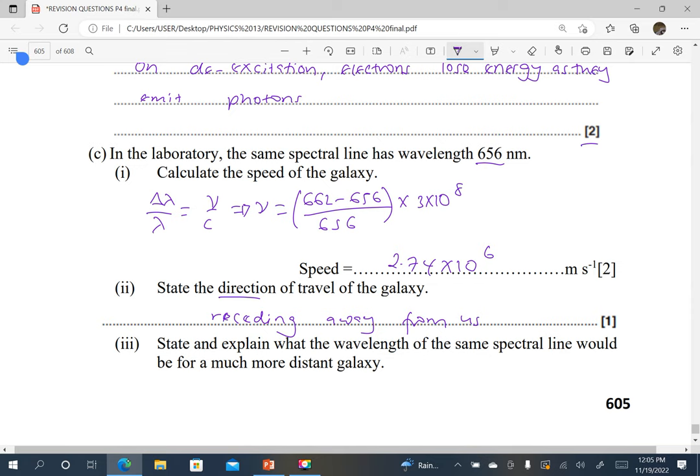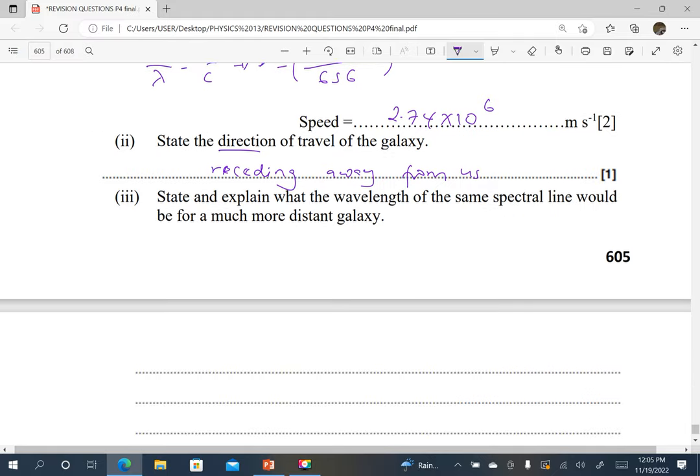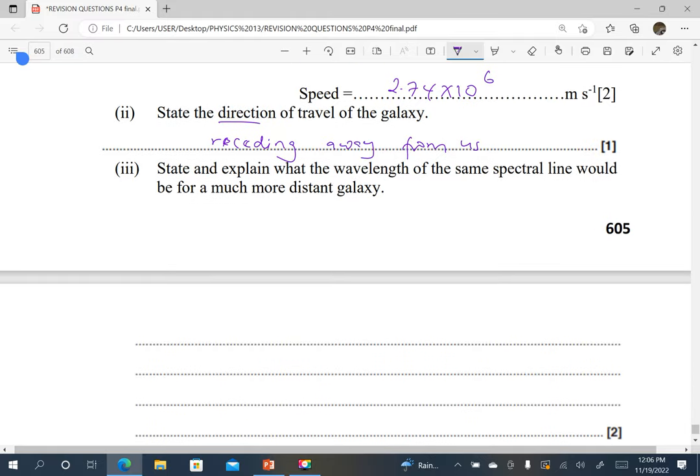State and explain what the wavelength of the same spectral line would be for a much more distant galaxy. If it is much more distant, it is farther away, so it must be moving faster. It must be more redshifted. So since it is a much more distant galaxy, it must be more redshifted. So the wavelength is going to be longer.